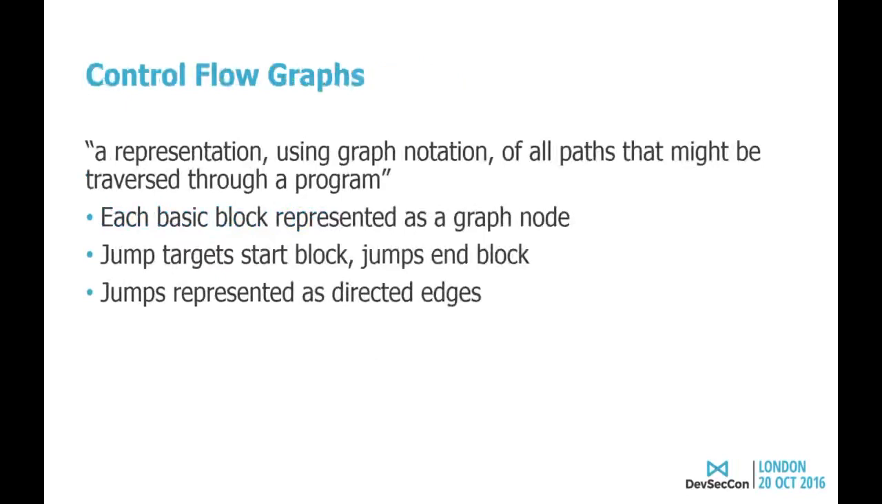A representation, using graph notation, of all the paths that may be traversed through a given piece of code as the analyzer has scanned. So each basic block within the control flow graph is defined as a set of statements with a jump target at the start and a jump at the end. For instance, if you have an if statement with an else clause as well, your three basic blocks there are the if statement itself, the contents of the if block and the contents of the else block, as defined by the appropriate jumps either side.